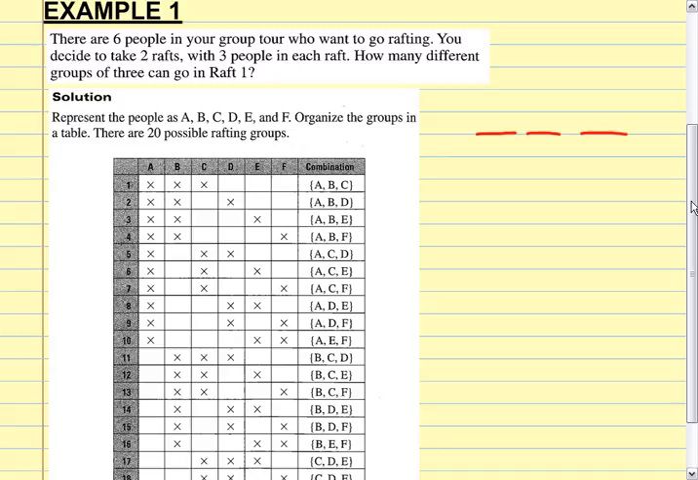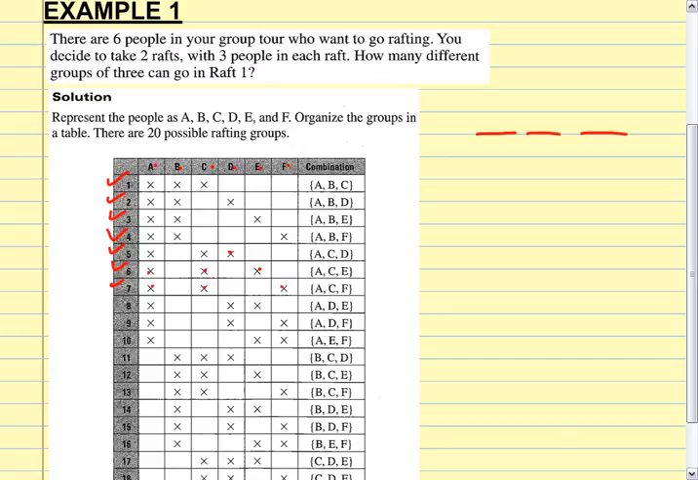Okay. So it could be ABC, ABD. Do you see how I'm doing these? Or ABE. Or it can also be ABF, right? Because this is the first person, second, third, fourth, fifth, sixth. Okay, here's how we can order them. Now, we can have ACD, ACE, or ACF. All right, so we're done with those.